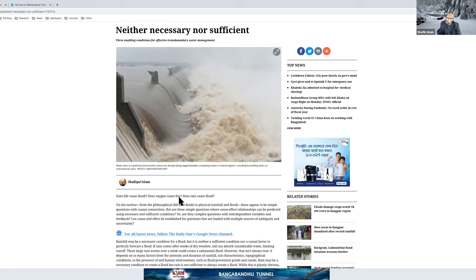So that means you'll need some conditions. Here, rain is a necessary condition, but it's not a sufficient condition. The problem of this type of analysis really came, if you go back now, where did this idea of necessary and sufficient come from? I did dig deeper into this. It came from geometry.